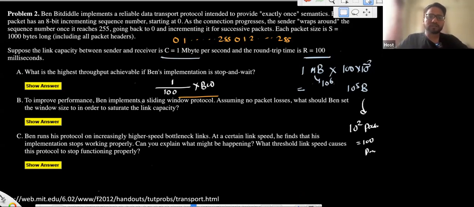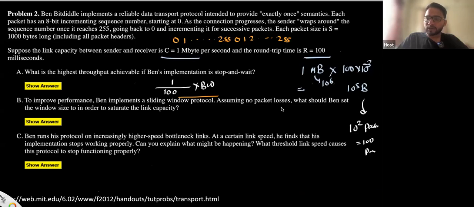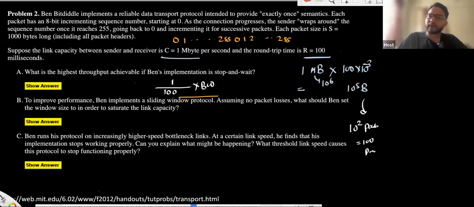Okay. Now let's go to this next question. To improve the performance, Ben implements a sliding window protocol, assuming no packet loss. Okay, so he is implementing sliding window. Now in the sliding window, there are two types, either go back N or selective repeat. Now they're saying, assuming no packet loss, what should be Ben's window size in order to saturate the link capacity? So it wants to use the link capacity to the fullest. So how many packets should it send? How many packets could it send?